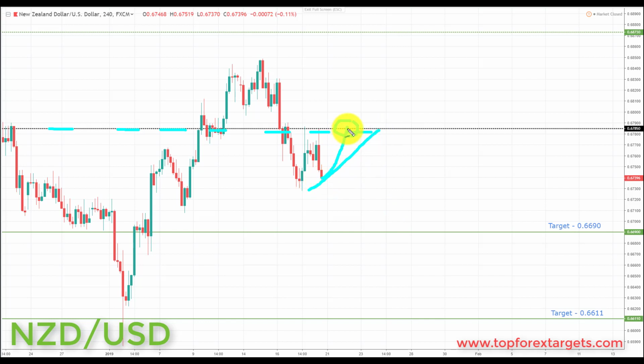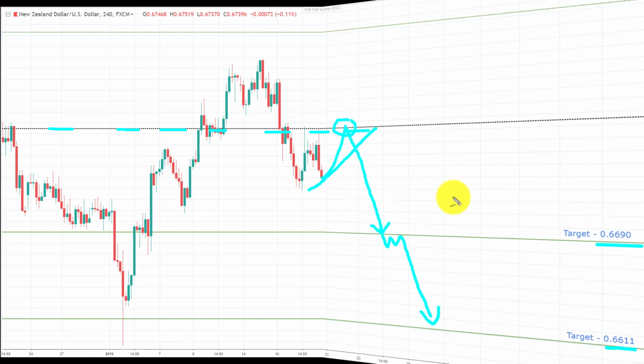And we're going to be looking at initiating shorts down towards the next key of support to the downside and first target at the 0.6690. And if we can get a break through here, we're going to be looking down towards the next key of support to the downside and target 2 at the 0.6611.